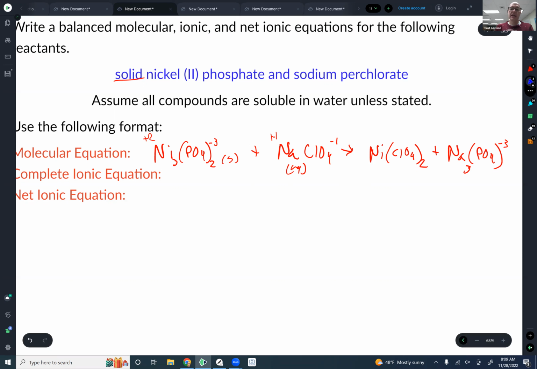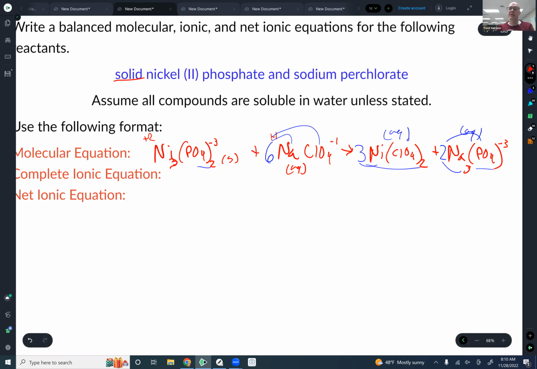So I'm going to put a 3 in front here to balance the nickels. Actually, I got to put a 6 is how this is going to work out. So 6 right there, a 2 right there, a 3 right there, because I have 3 of these nickels. And so now I have 3 nickels, 6 perchlorates, 6 sodiums, and 2 phosphates. So everything is balanced. These are aqueous, both of these.